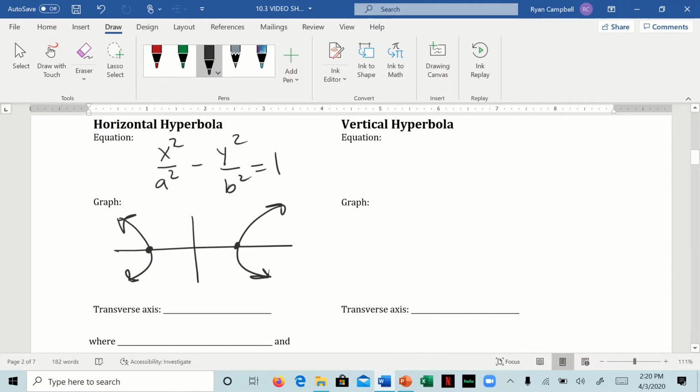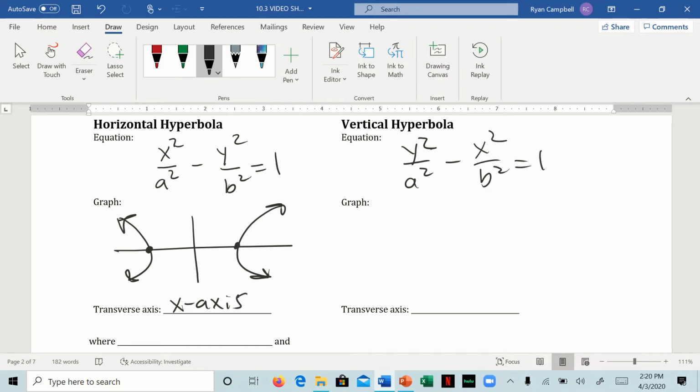So this time, instead of calling it the major axis, we call it the transverse axis. Don't ask me why. That's just mathematicians are dumb. They want to make everything confusing. So basically, the main axis that it's on, right, the transverse axis is the y-axis. For the vertical, a is still going to go under y, but remember the bigger number has to go in front. So we're going to write y squared over a squared minus x squared over b squared equals 1.